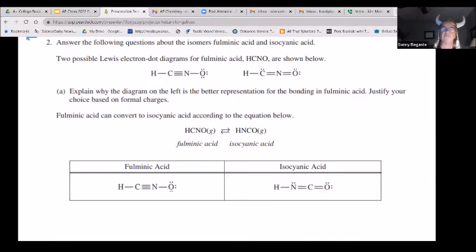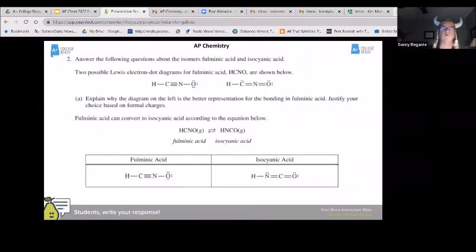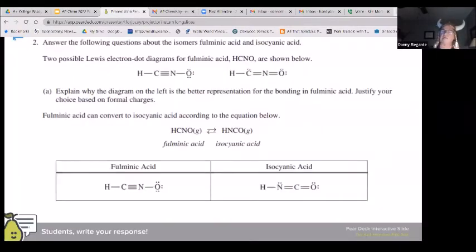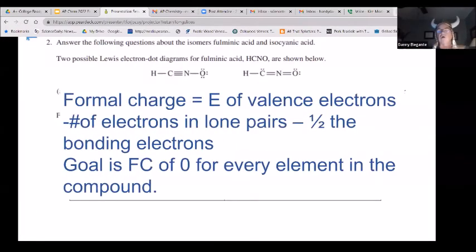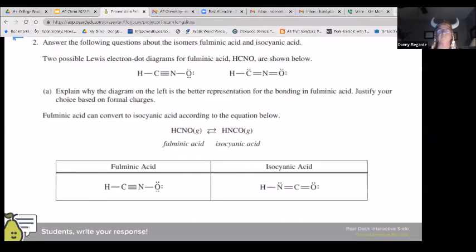So given that, y'all go ahead and think about and write your response now that you kind of remember. Oh, and one more thing. The goal is for a formal charge of 0 for every element in the compound. That's a very general rule. There's some other rules, but it works for this one. Try to give everybody a formal charge of 0 for every element in the compound. So go ahead and write your response to that question.